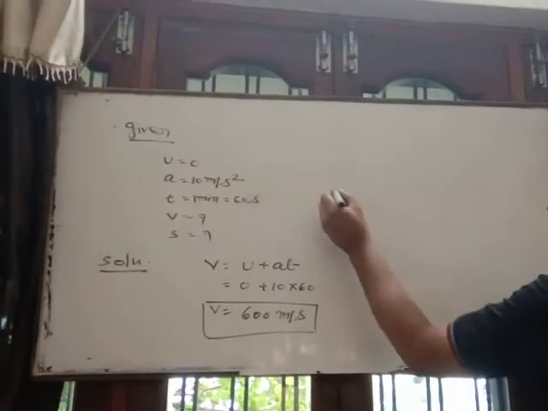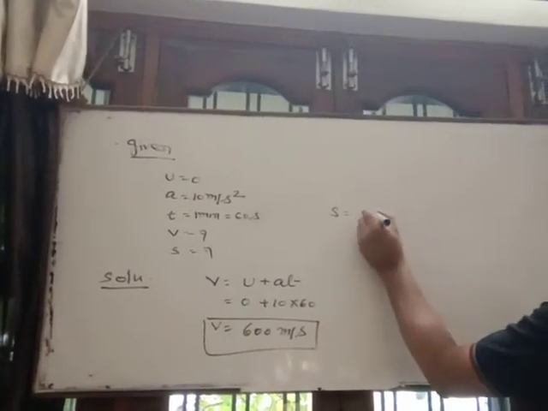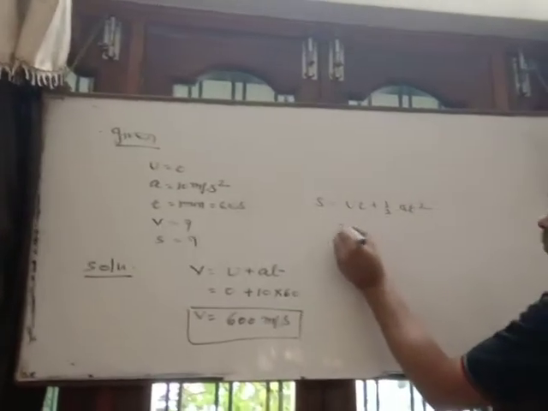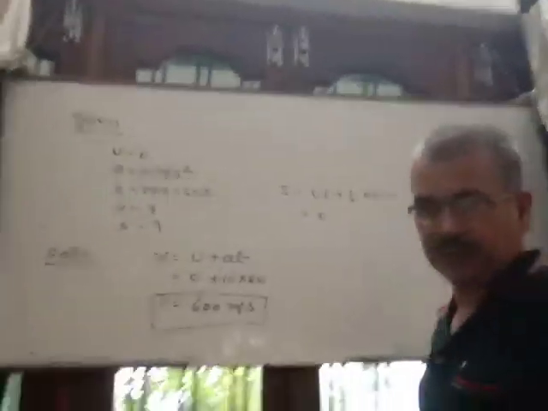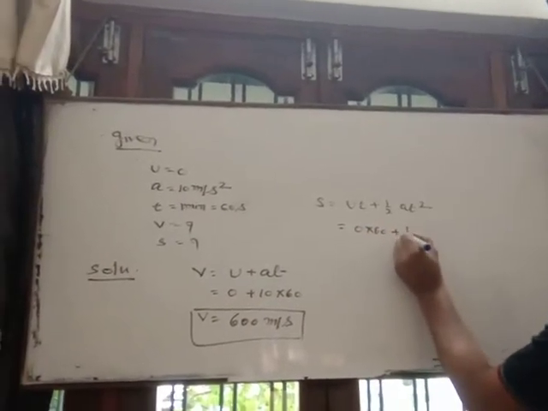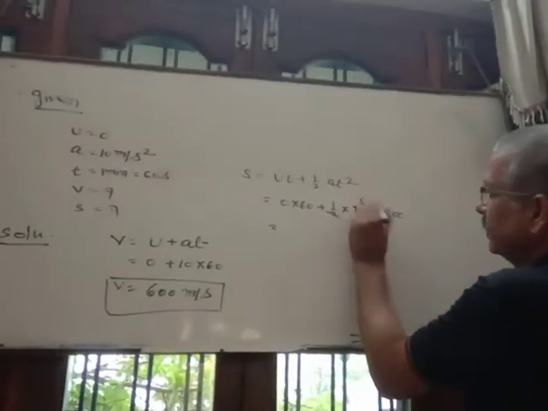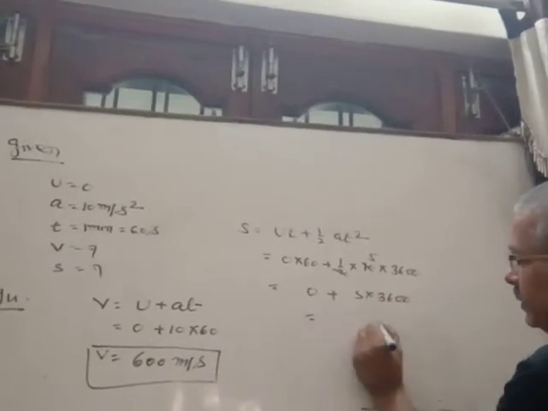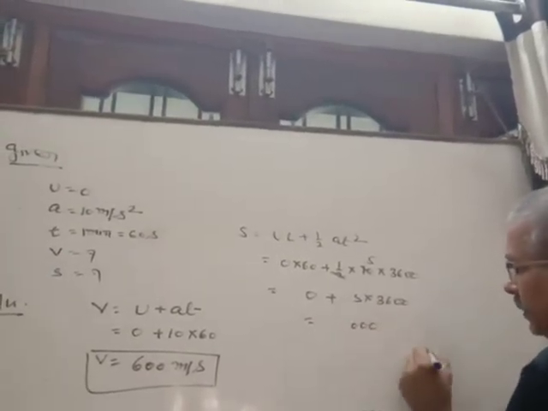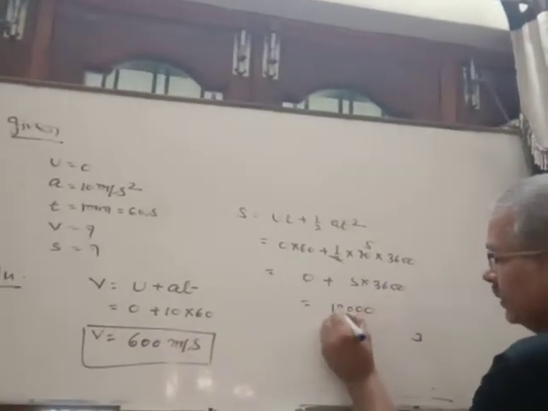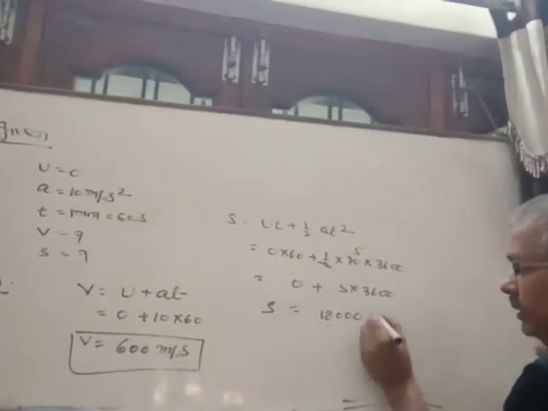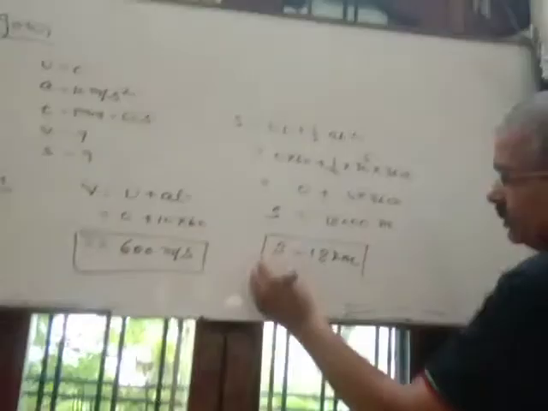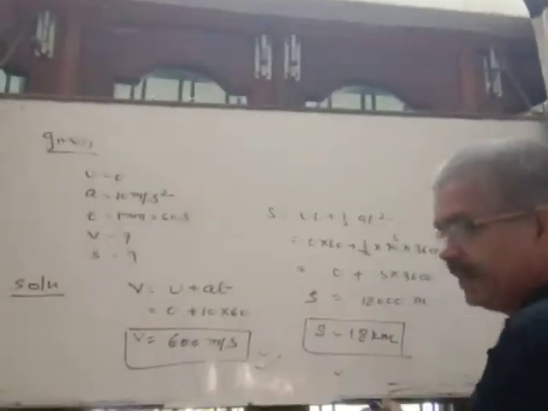What is the distance traveled? As you know, by second equation, s is equal to ut plus half at square. u is 0, t is 60, plus half, so that is 5 into 3600. It is 18,000 meter, are you right? 18 kilometer. So this is the velocity after 60 seconds, and this is the distance traveled.